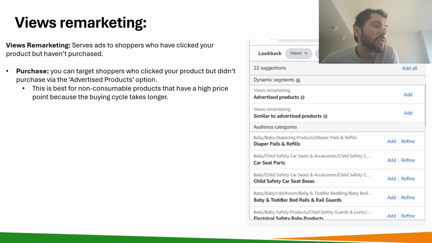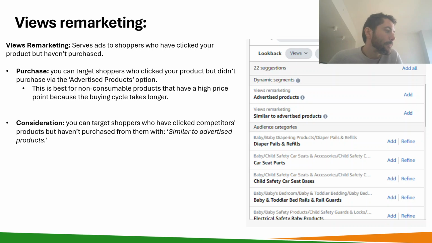Now, this is going to be best for non-consumable products that have a high price point. And the reason why it's great for non-consumable products is because it has a longer buying cycle. So think about a consumable product, right? If we're talking about a product that's beauty or grocery, those products are typically purchased a bit quicker, they're a lower price point, and they're an easier buy. Now, when it comes to a non-consumable product, we're talking higher price point products that people might take a little bit of time before making that purchase decision. So this is good to remind them, hey, as you're looking at all these competitors, don't forget about us.